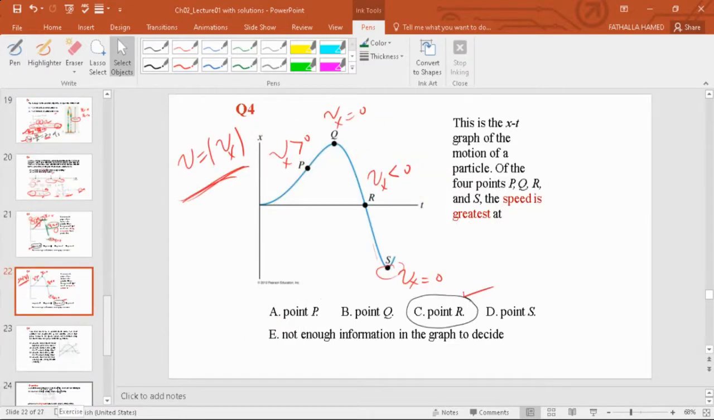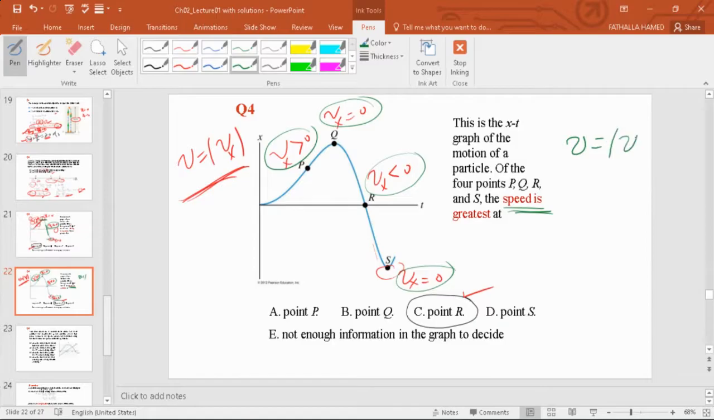Now, they ask you differently here. They ask you about the speed, when the speed is greatest. Now, we know that the Vx here is greater than 0, the Vx here is equal to 0, the Vx here is equal to 0, the Vx here is less than 0, but V is the absolute value of Vx.